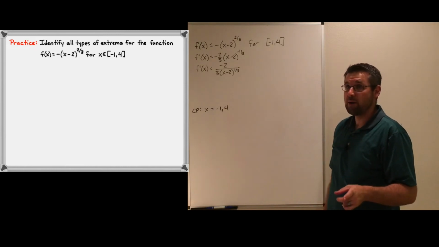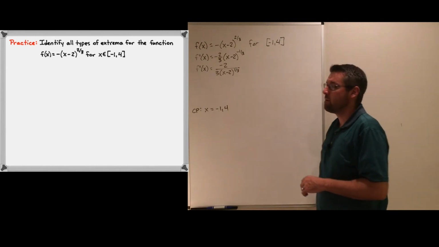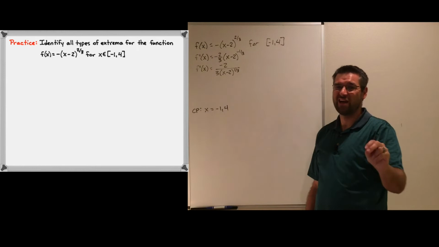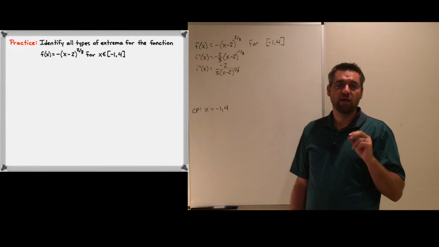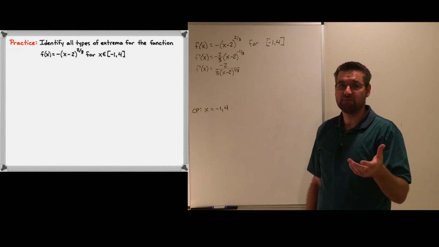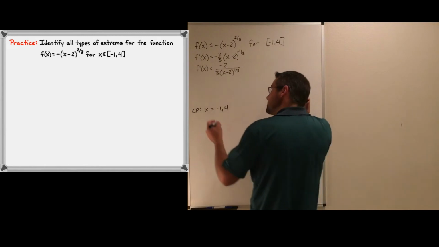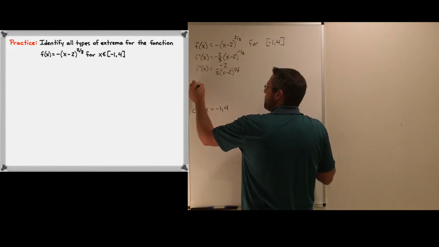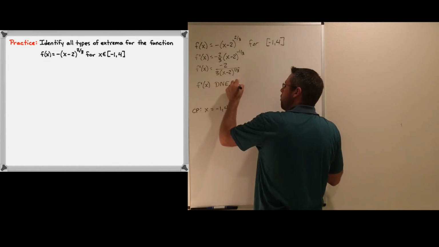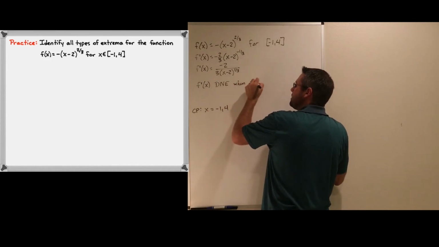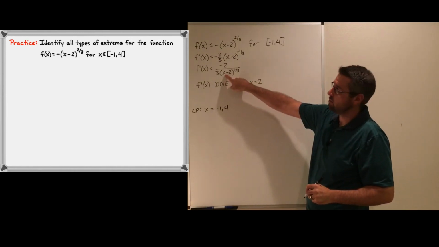But f prime does not exist at a very certain point. Remember, there's two things in math that we're not allowed to do. We're not allowed to divide by 0, and we're not allowed to take the square root of a negative number in the real number system. Okay? So we would say that f prime of x does not exist when x equals 2, because if x equaled 2, we'd be dividing by 0 there.